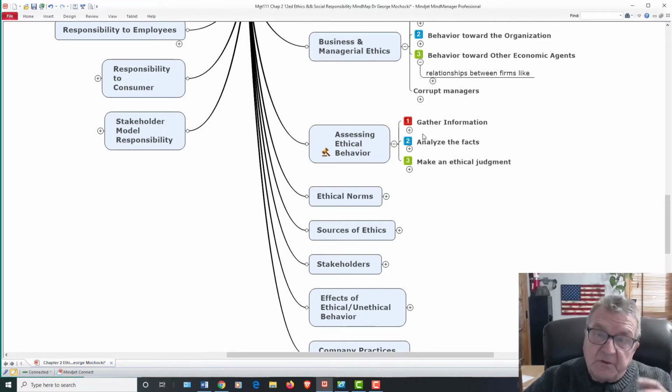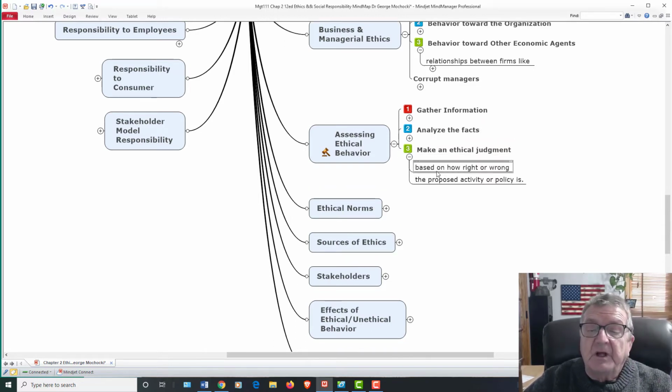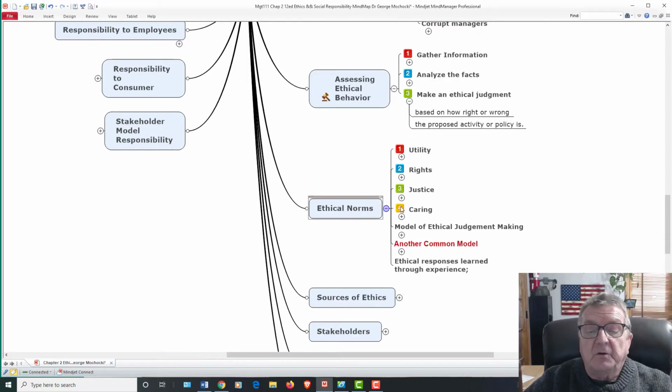Behavior towards economic agents. And if I look at economic between other firms, suppliers, customers, and corrupt managers, some managers make it all by themselves. They lie to the customers, make the numbers up, or they add in more hours to what the work is, or they try to reward themselves higher than what they deserve.